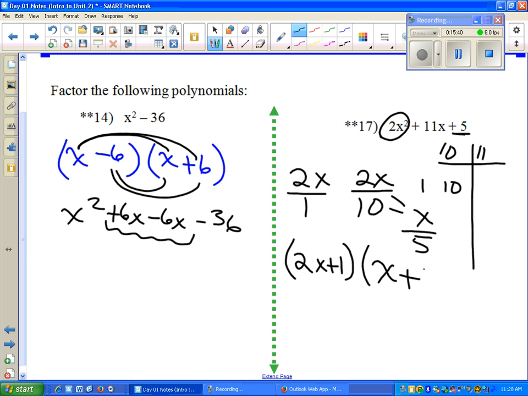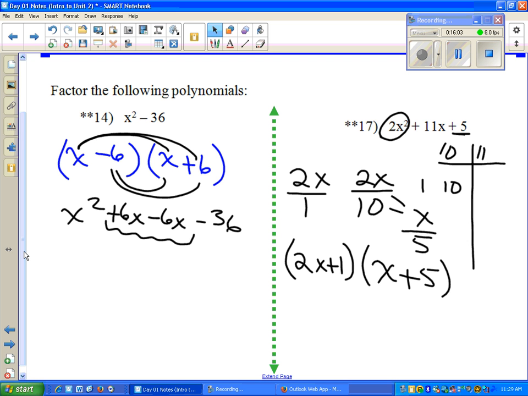So that's x plus 5. There are other methods to factor this kind of problem. At Chatfield, we have chosen to focus on this one. If you know or would like to see another, I would be happy to show that to you at a different time. There are other methods.